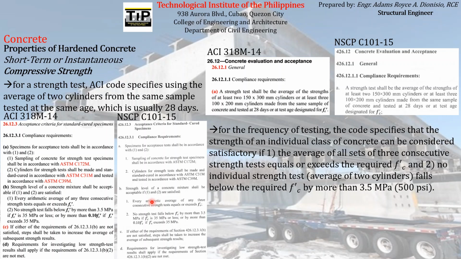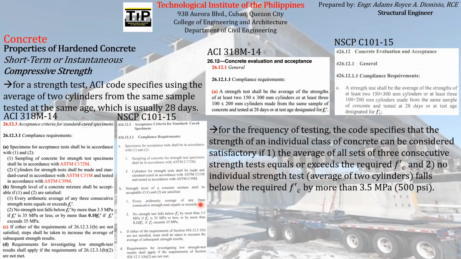So the first requirement on that provision is just like what I've said here. The average of any three consecutive strength tests equals or exceeds FC prime. So we can say that the concrete strength on the particular strength test that we have conducted is already acceptable if we have an average of any three consecutive strength tests that equals or exceeds FC prime.